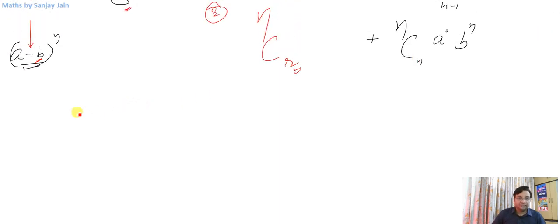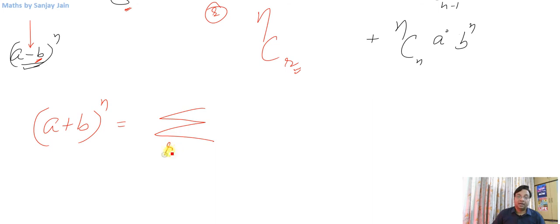First of all, let us write a formula for this. (a plus b) raised to power n can be written as sigma, r goes from 0 to n, right? And then we have nCr, right? We go from nC0, nC1, nC2 up till nCn. So we start from r equal to 0 and go up to n. This is nCn. We started from nC0.